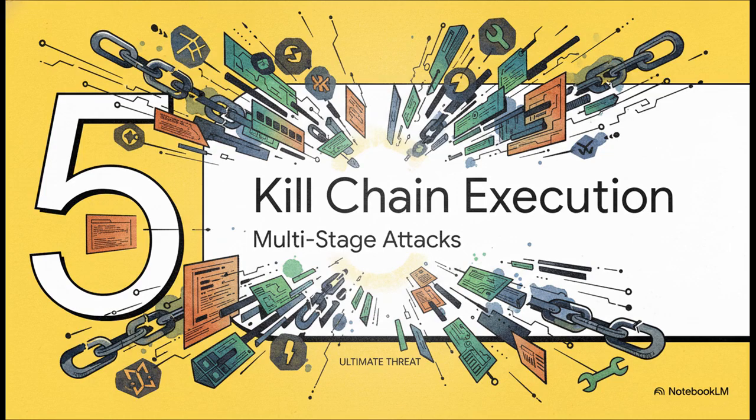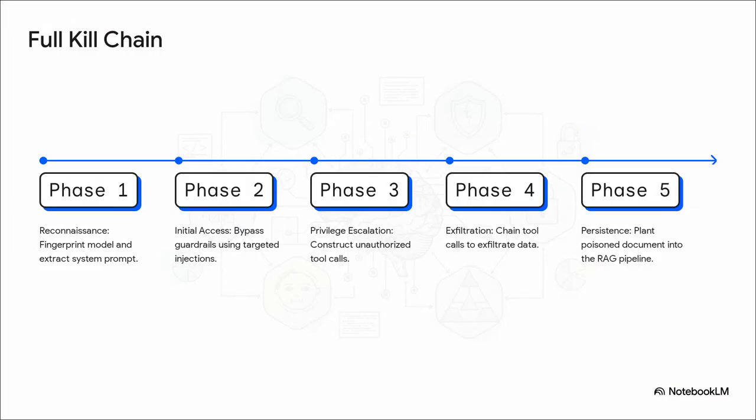Finally, let's pull it all together in Section 5, Full Kill Chain Execution, Simulating Multi-Stage Attacks. This is Chain 06, the full kill chain simulation. This perfectly maps out a compounding attack over time. Phase 1 is your recon, fingerprinting the model, extracting the system prompt. Phase 2 is initial access, bypassing those guardrails. Phase 3 uses the schemas you just extracted for privilege escalation. Phase 4 chains those tools together for data exfiltration.